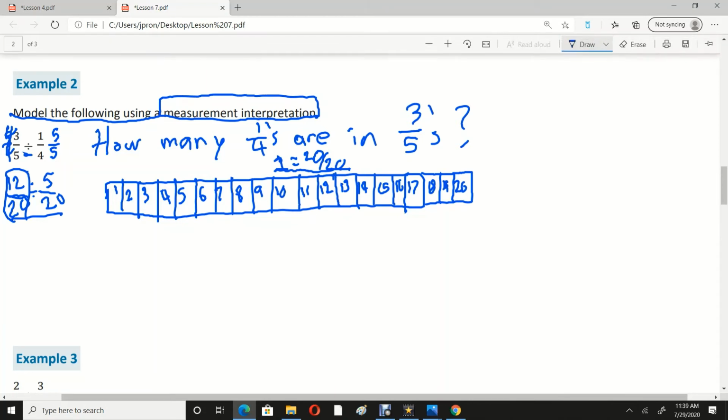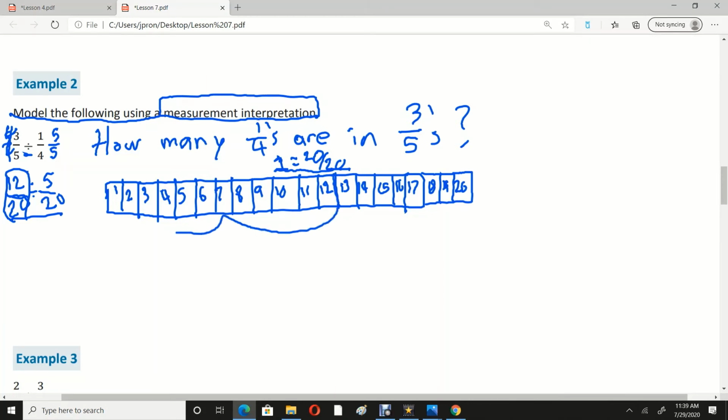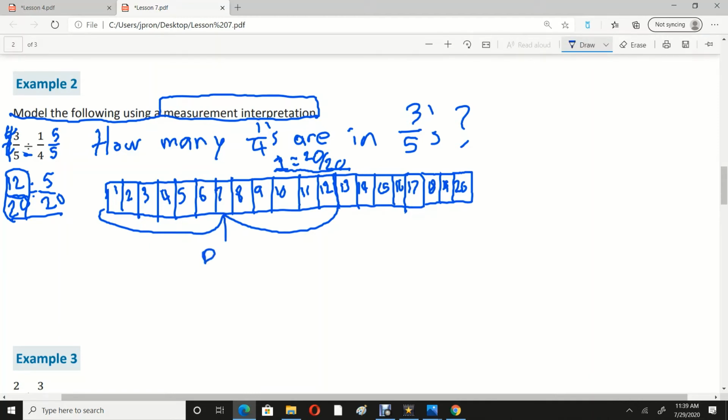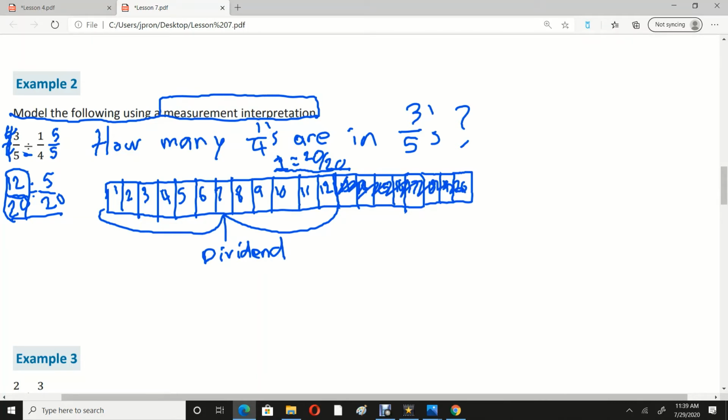So we're going to take 12/20 right here. So there's our dividend. And for the sake of this interpretation, the rest of these aren't part of the problem. All right, so we want to figure out how many 1/4 or 5/20 are inside of 12/20. So we can start circling, right? We have 5/20 right there. That's 1 whole group. We have another 5 right here. So we have 1, 2 whole groups.